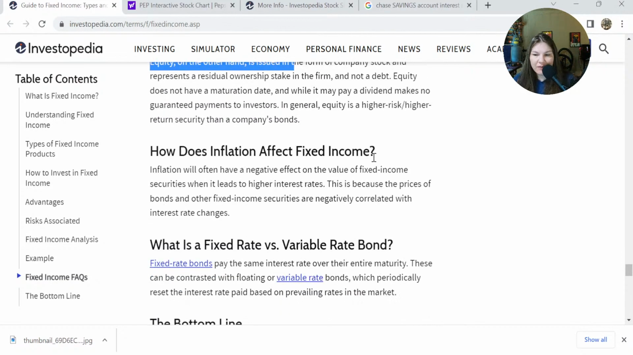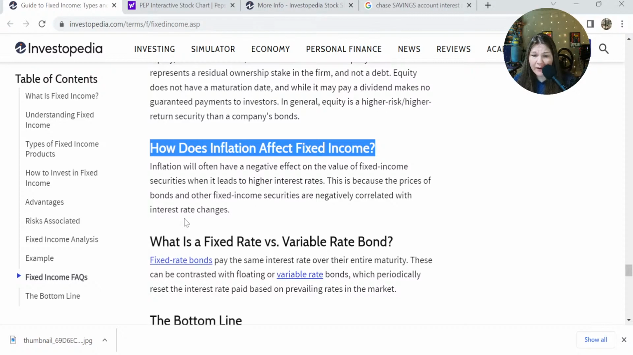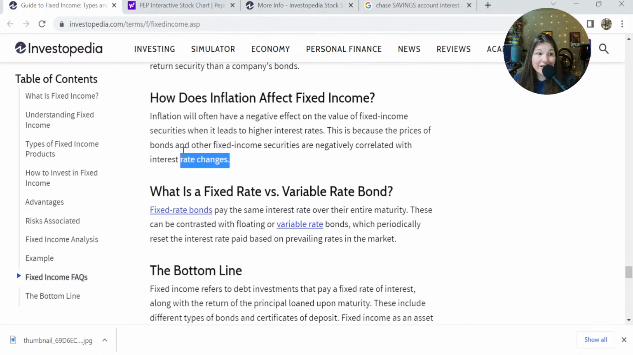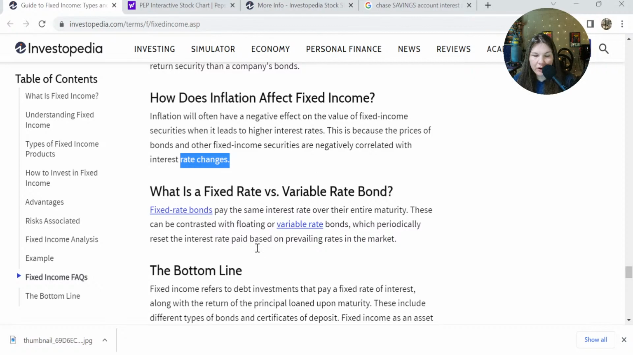So how does inflation affect fixed income? Guys, this is the biggie. This one right here might not always matter, but right now it matters. Why does it matter? Because we are facing inflation super crazily, okay? Inflation will often have a negative effect on the value of fixed income securities when it leads to higher interest rates. This is because the prices of bonds and other fixed income securities are negatively correlated with interest rate changes. So when the interest rate goes up, the bonds go down, guys. When your bond price goes down, you lose money. So you have to be careful. There are bonds that do not get affected, and we learned about it up there, called TIPS.